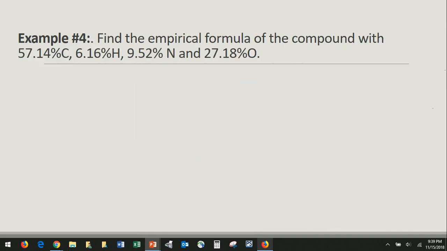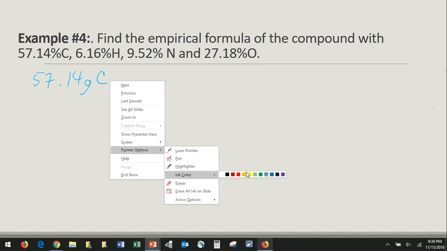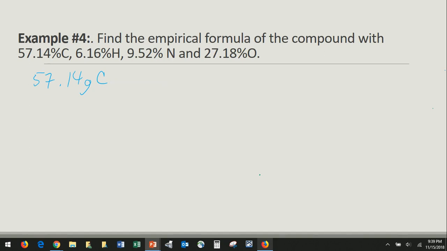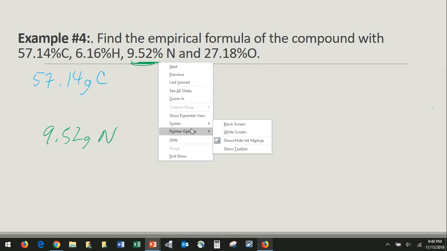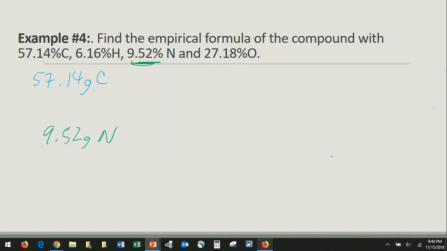All right. Here's another one. So we have, in this case, 57.14% carbon. So we're going to call that 57.14 grams. And we're going to turn the nitrogen into grams as well. So 9.52 grams of nitrogen. So we're taking that percentage and just turning it to grams. And then we're going to take the oxygen, which is 27.18%, into 27.18 grams of oxygen. So that's the first step.